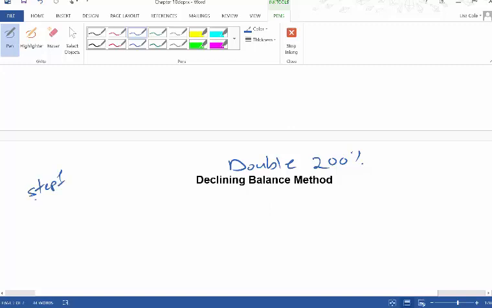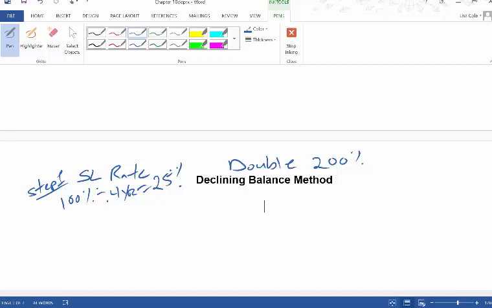Our first step when looking at the double declining balance rate is to first determine what our straight line rate is, and then we're going to double it. For the straight line rate, you take 100% and divide it by your years, your useful life. In our problem we have 4 years of useful life, so that gives us a 25% straight line rate. So we would be depreciating the asset 25% a year using the straight line rate.